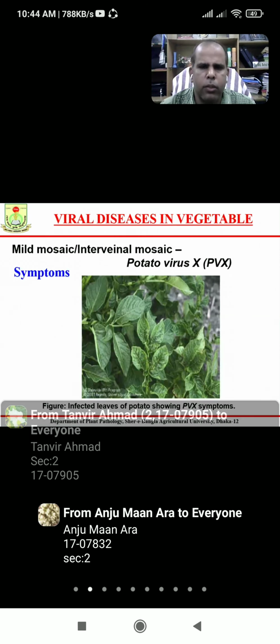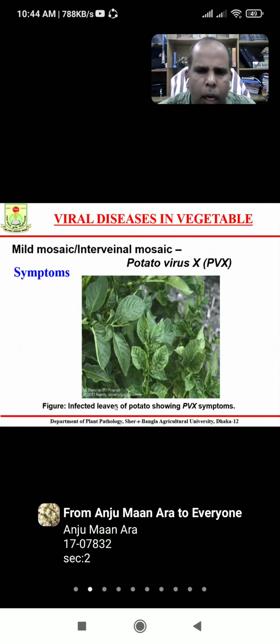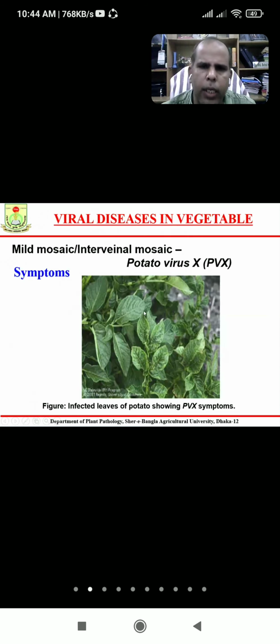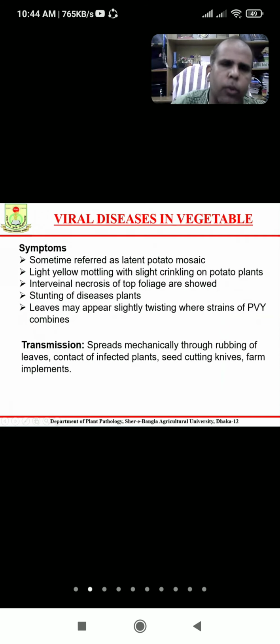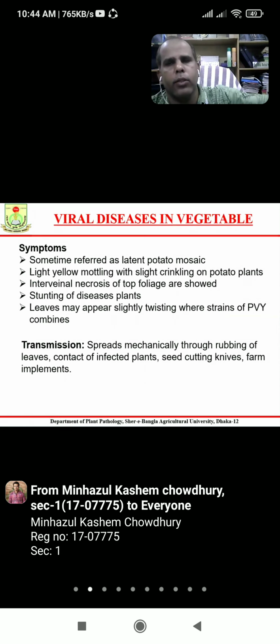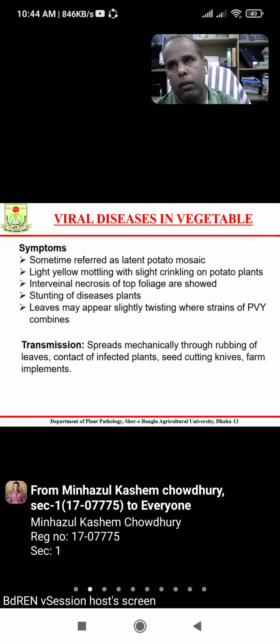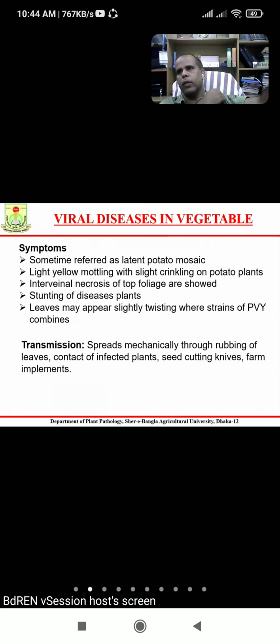That means that is not alive. So this is the problem. So these are the mild mosaic, and that is caused by the potato virus X. And the interesting thing is that the potato virus X never transmits through the infected tuber or through the aphid. It is only transmitted mechanically.